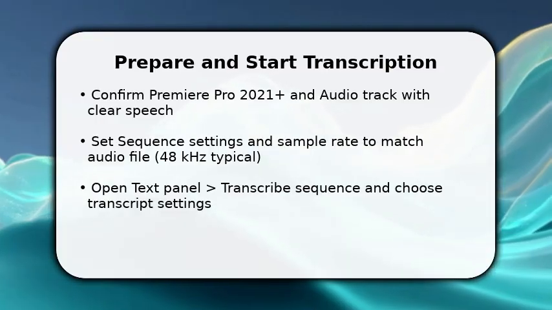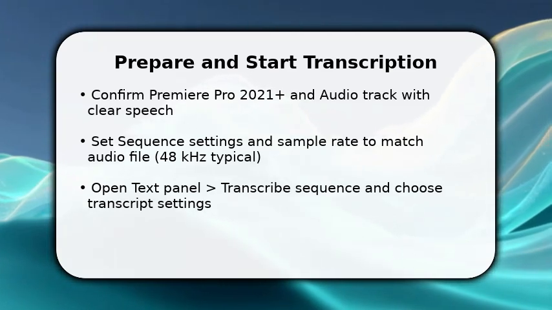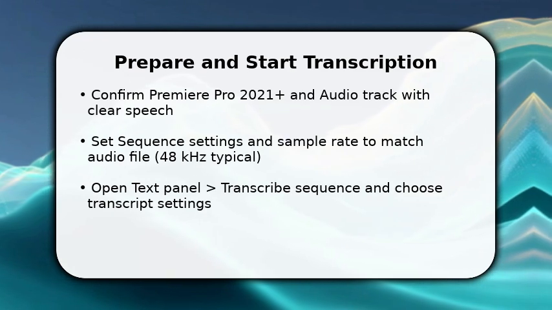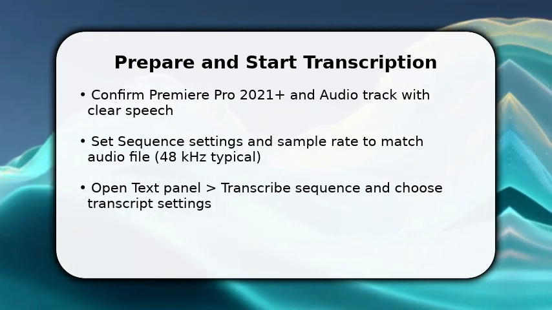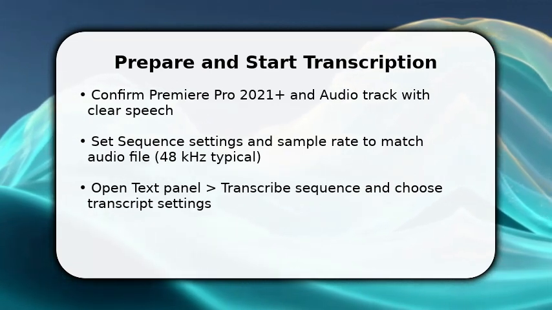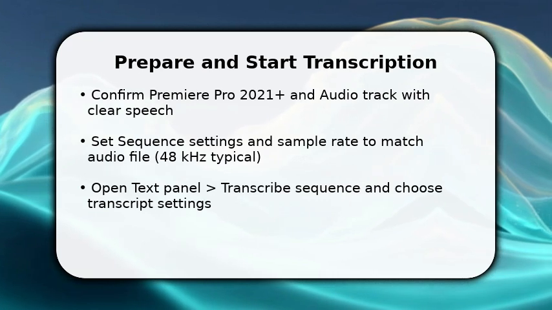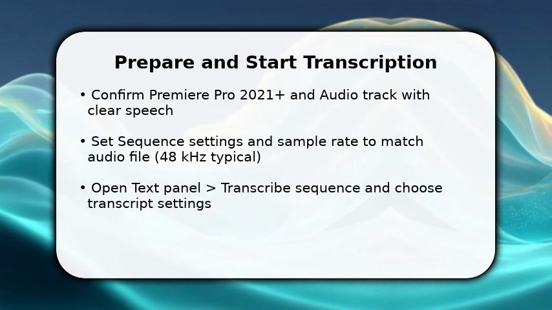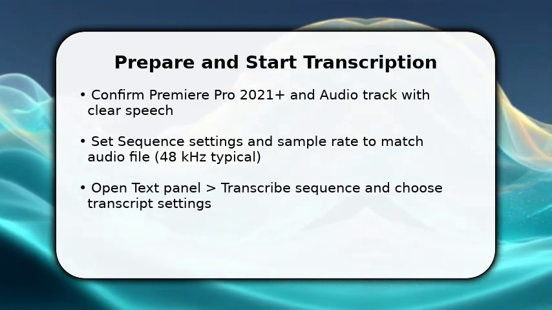You'll begin inside your active sequence, import the cleaned audio clip, and ensure timeline sample rate matches your file. Select the clip or full sequence, then open the text panel. Choose Transcribe sequence, pick source audio track and language, and enable speaker identification if needed. Once you hit Transcribe, Premiere uploads audio for analysis and creates a transcript layer.